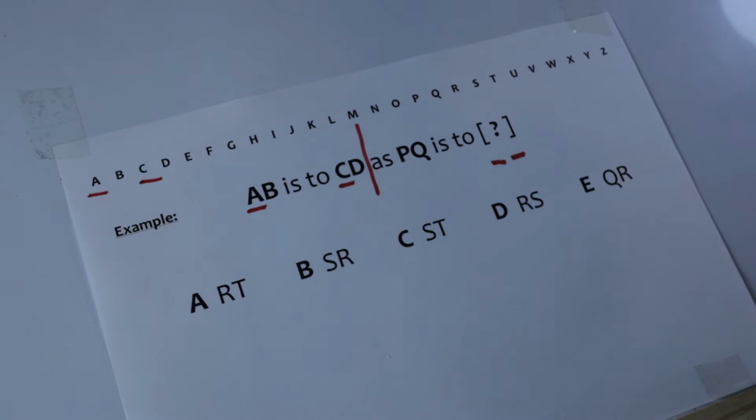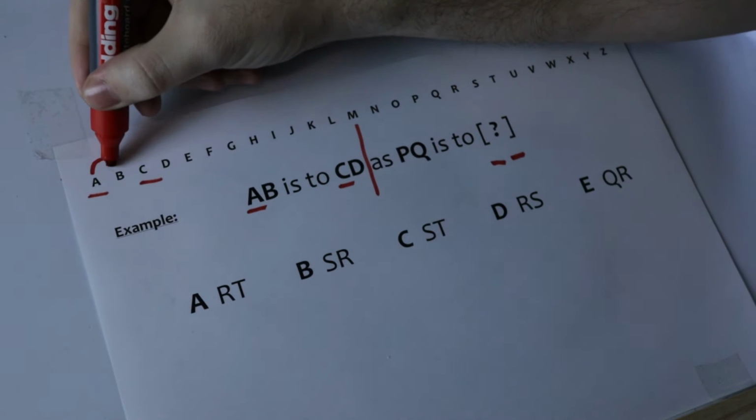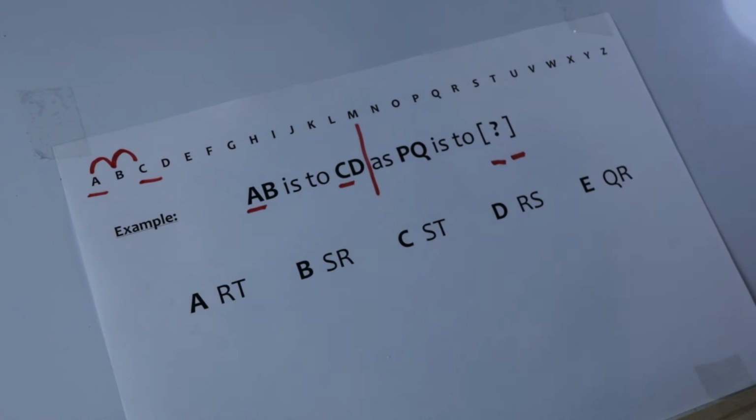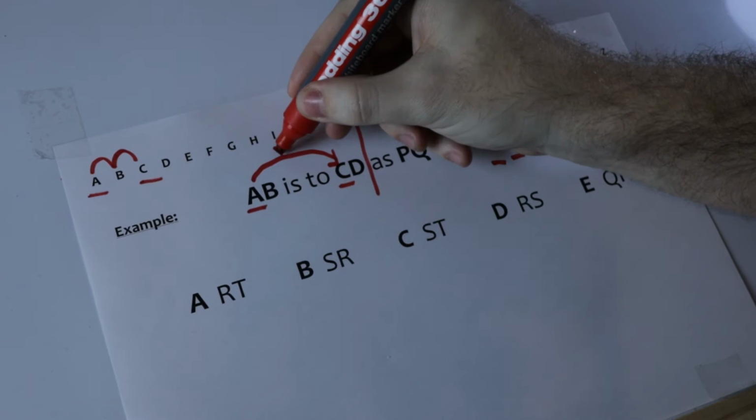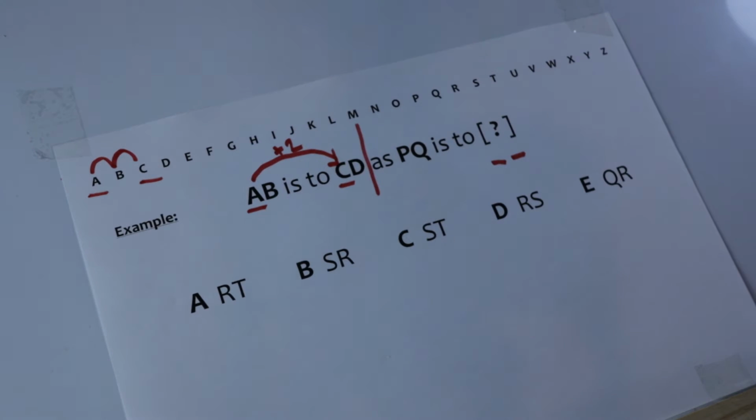A is to C. Well, what's happened to A that we have ended up at C? It's a simple case of counting the jumps. We start at A, 1 forward, 2 forward. And I'm going to denote 2 jumps forward as +2. So the first part of the code is +2.